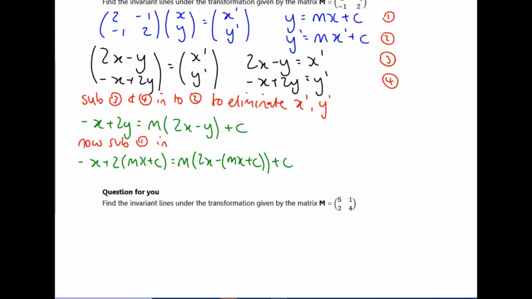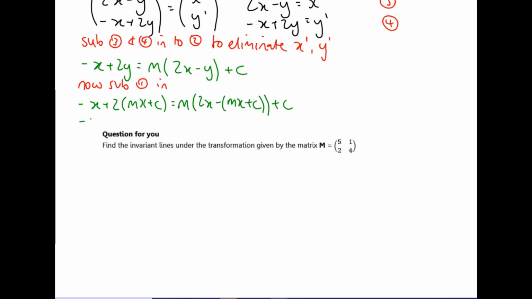I'm now going to expand it all out and collect up my x's and my other stuff. But it's a bit of a mess. If I expand this out here, I get minus x plus 2mx plus 2c. And here, if I expand this out, 2mx minus m squared x minus mc plus c.